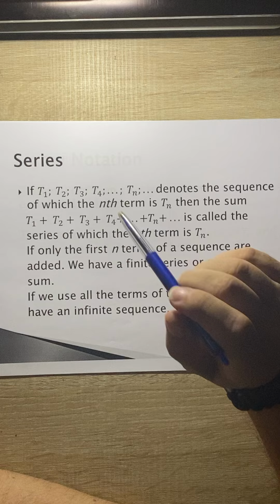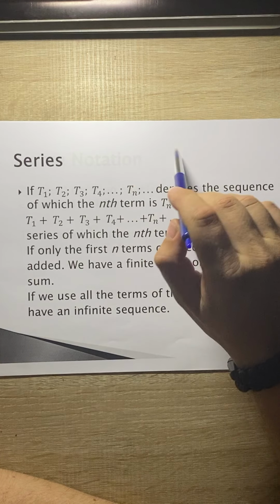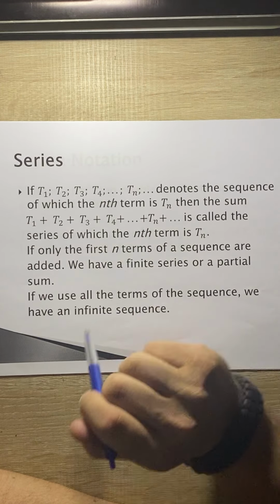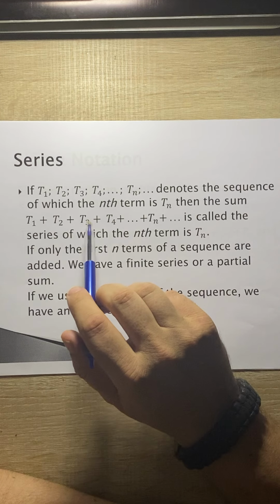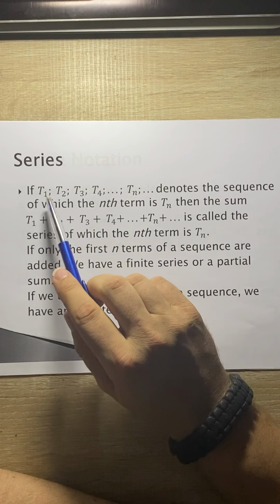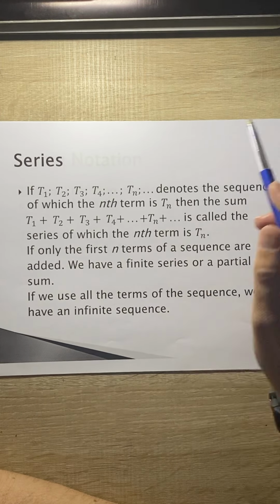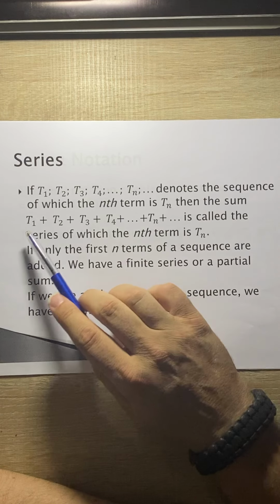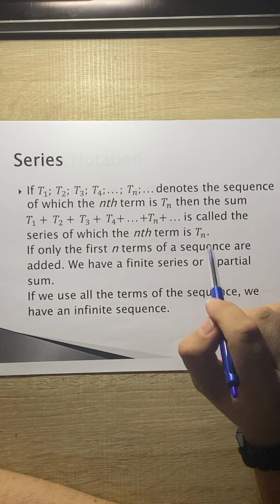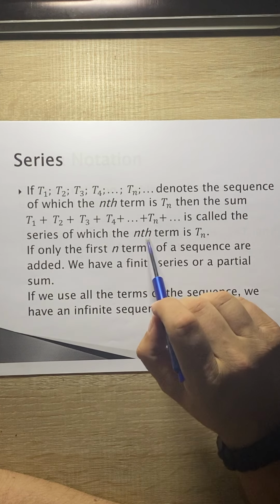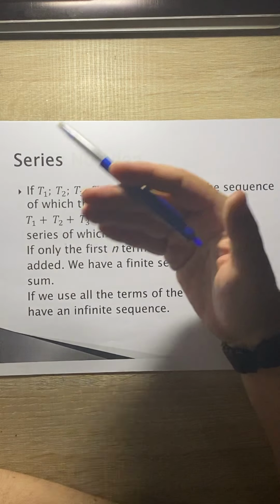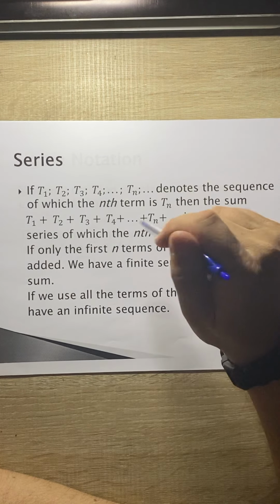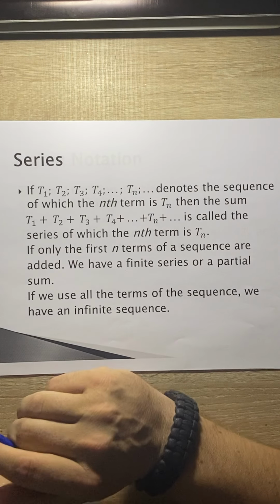So a series is exactly like a sequence where we have a list of numbers and there's a rule that we go from term to term, but instead of just listing the numbers, like T1, T2, T3 and so on, we are now going to add all of those terms together. If T1, T2, T3, so on up to Tn denotes the sequence of which the nth term is Tn, then the sum T1 plus T2 plus T3 and so on is called the series of which the nth term is Tn. So a sequence is just a list of numbers that has a rule going from term to term, and a series is where you add all of those numbers.